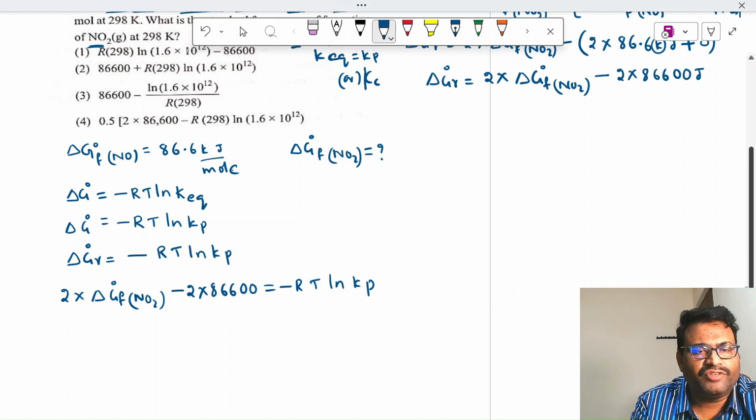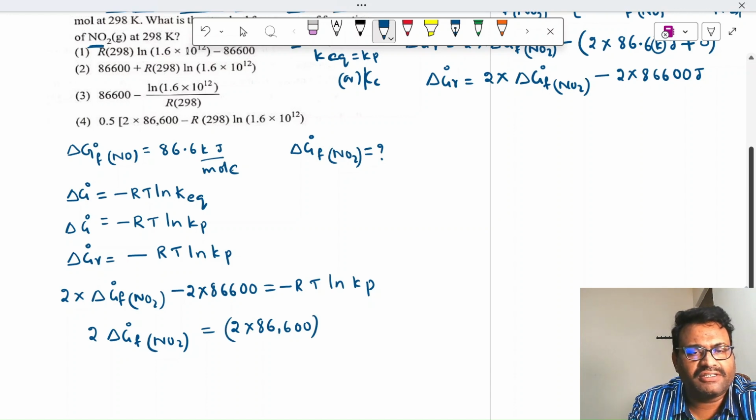Right? If this 2 into 86,600 goes that side, it becomes plus. So what can you write? 2 into delta G naught F NO2 is equal to 2 into 86,600 minus R into T.